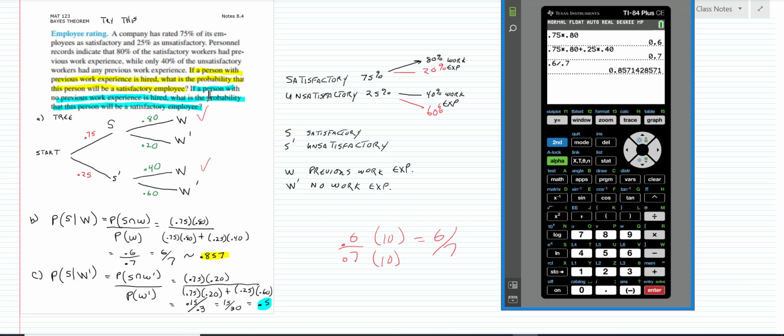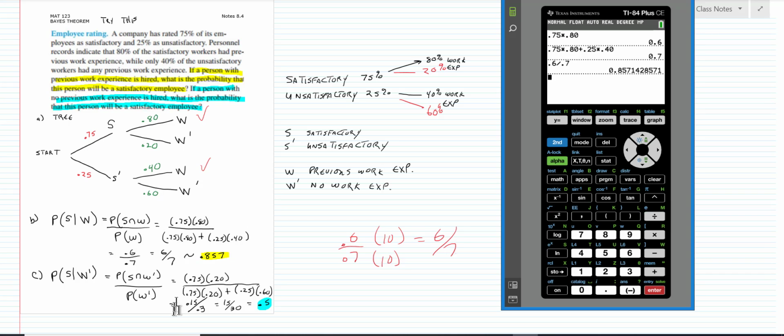The second problem says if a person with no work experience is hired, so that's the given part. We're given that they have no work experience. What's the probability they'll be satisfactory? And I think a lot of people would think, well, it would just be the rest of the 85%, so it would be around 14% or something like that. It's not necessarily the case. You follow Bayes' formula, this would be the probability of making it to W prime through S. So that branch is 0.75 times 0.20.